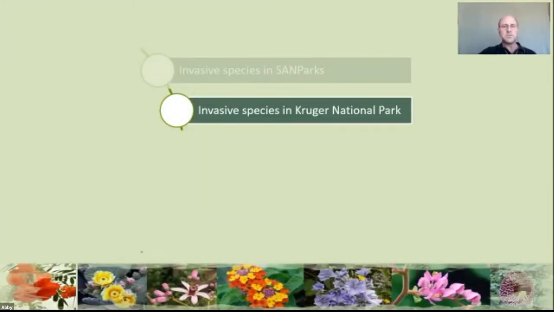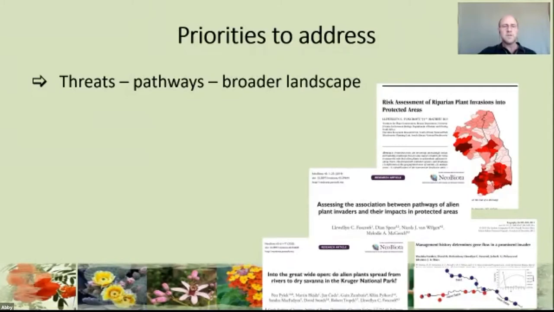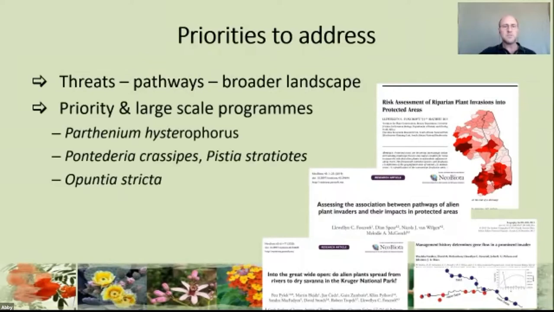Then delving straight into Kruger National Park, some of the priorities that we're trying to address are related to threats, pathways, and the broader landscape. Through work we've done previously, we know some of the pathways of invasion into the park. So now we want to try to start identifying and quantifying some of these. I'll also touch on the priority of the large scale programs. Some of these are still challenges for us. Others have been successful. And then mention policies and planning approaches that we're taking.